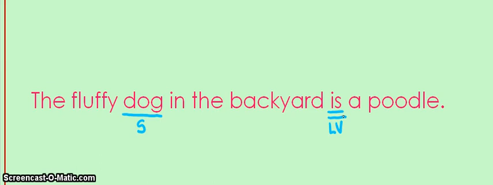Next, we have to determine what the dog is. The dog is a poodle. So we draw a box around poodle and label it PN for predicate noun. Let's look at the next example.